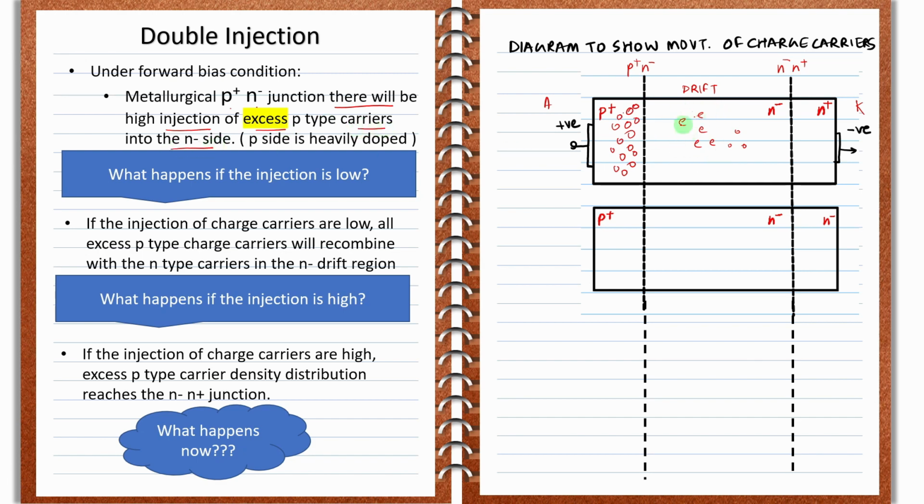Naturally, here you are having fewer holes, and here you are having high holes, and you are applying a forward bias condition. Naturally, using diffusion, because charge carriers move from high concentration to low concentration, the holes, that is the p-type charge carriers, will move from the p plus region to the n minus region.